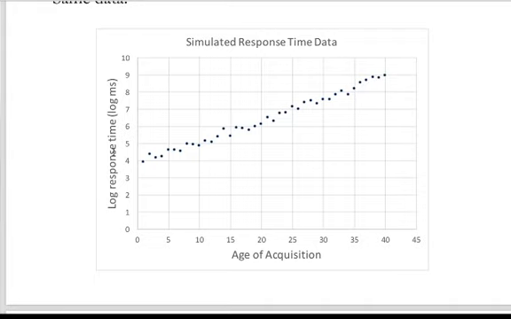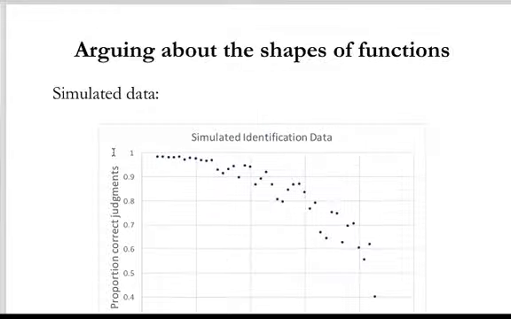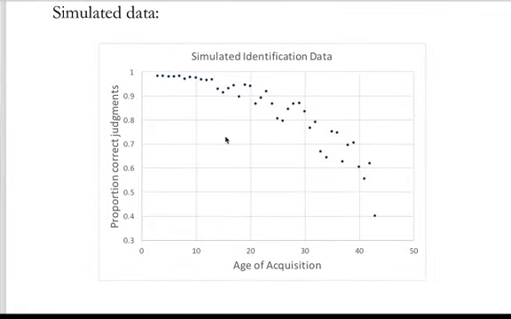Here's another example that's trying to show basically the same thing. This is a little bit closer to the actual tasks that we see in the Flege paper and the other papers. This is showing us proportion correct judgments. And again, this is fake data that I've made up through a simulation.